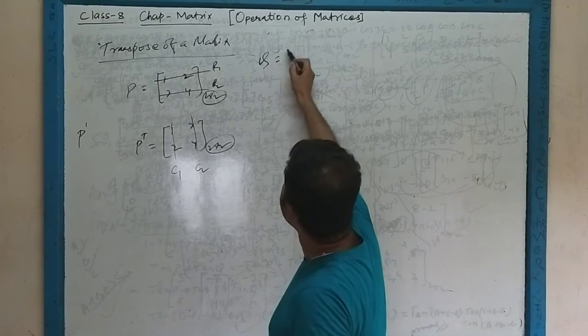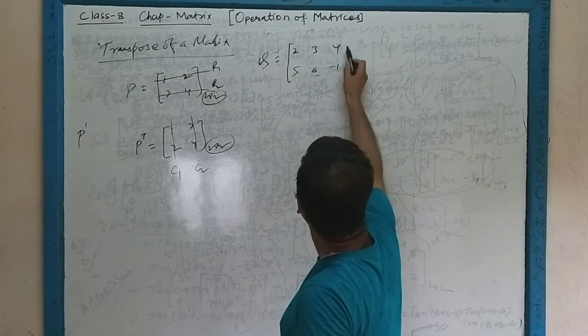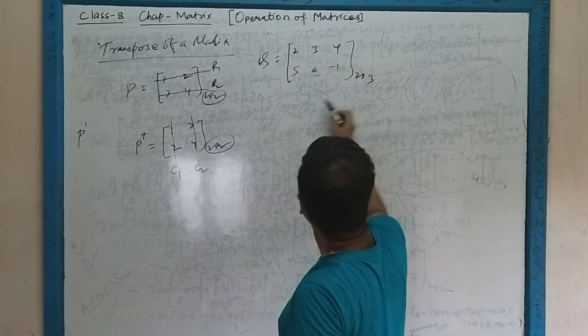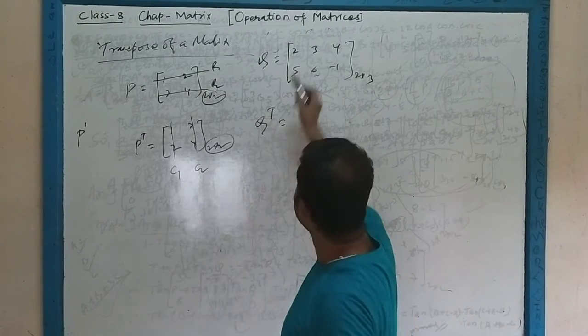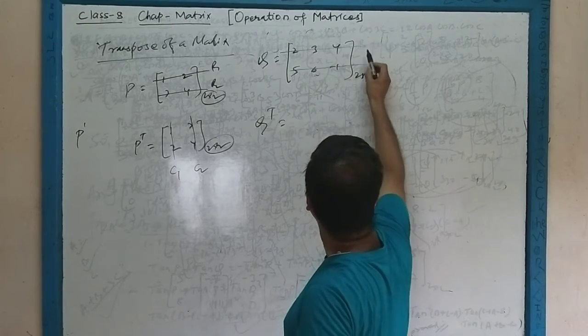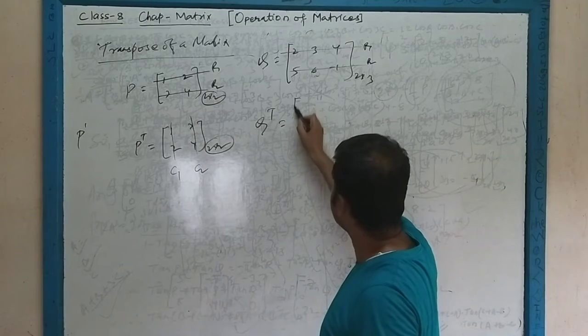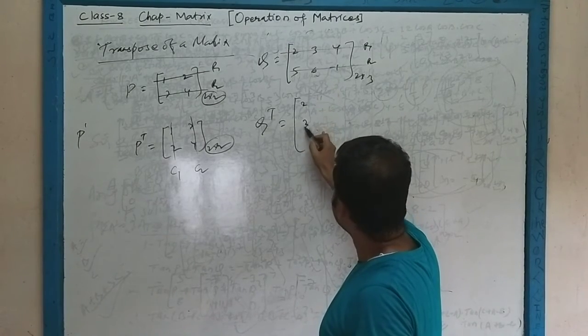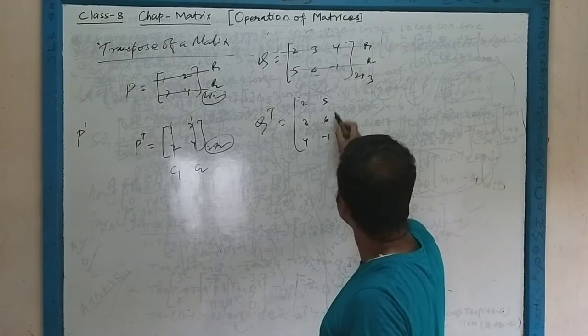Next example I am taking here. Let's take 2, 3, 4, 5, 6, minus 1. It's 2 rows, 3 columns. I am writing here Q transpose. What is the value of Q transpose? How many rows? Row 1, row 2. So rows will change into columns. So 2, 3, 4 and 5, 6, minus 1.